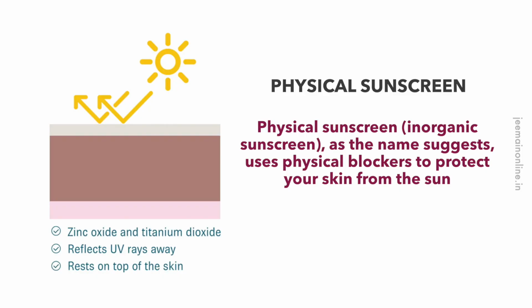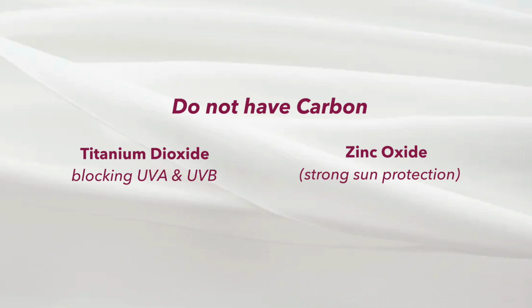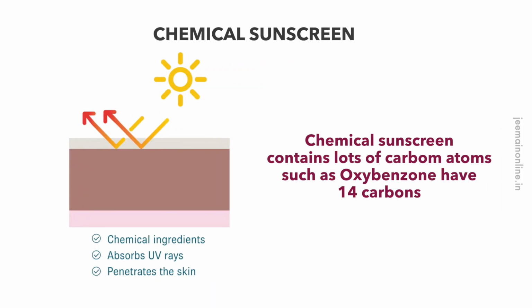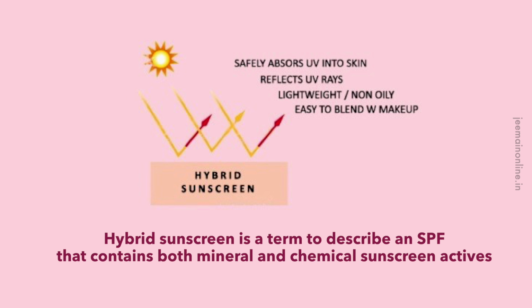Physical sunscreen is also known as inorganic sunscreen. Why inorganic? Because they contain inorganic UV filters, which are zinc oxide and titanium dioxide, the ones that do not have carbon. And then we have organic sunscreen, the chemical sunscreen. They have UV filters that contain carbons, for example oxybenzone. Oxybenzone has 14 carbons. And lastly is the hybrid sunscreen, which combines both physical and chemical UV filters inside one sunscreen.